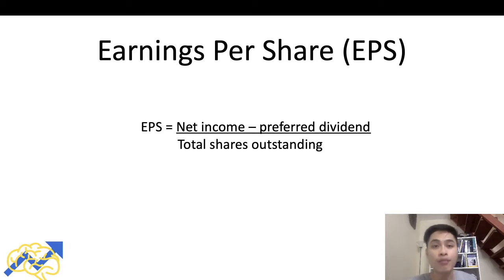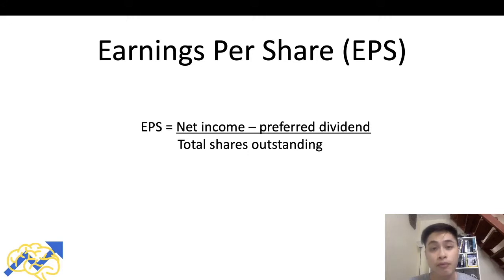To recap, we can calculate the EPS of a company by taking its net income minus its preferred dividend, divided by the total shares outstanding. The EPS of a company indicates to us the profitability of a company. The higher the EPS of a company, the more profitable it is considered. So the EPS is an important variable that we use to determine a share price. Furthermore, the EPS is used in the calculation of the P/E ratio of a company.